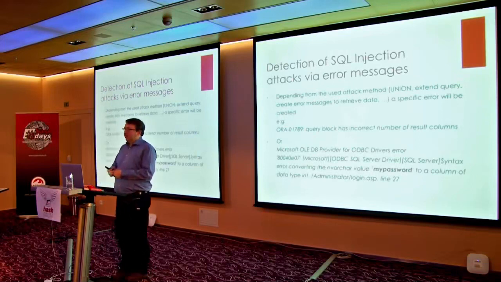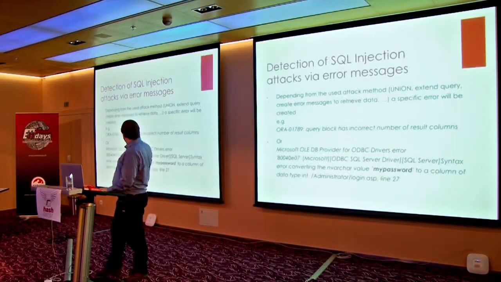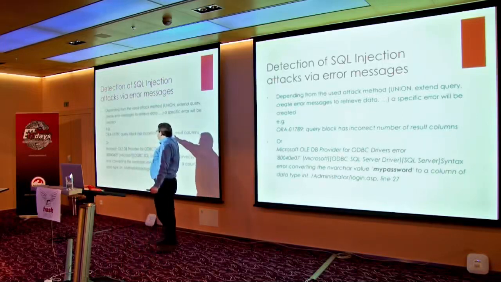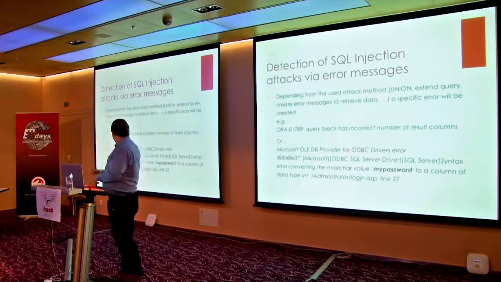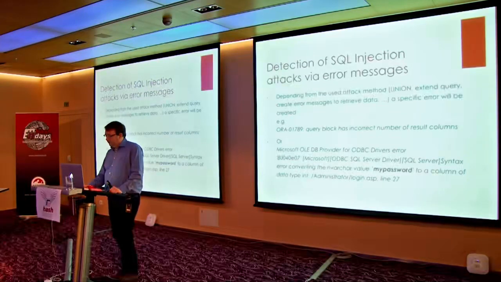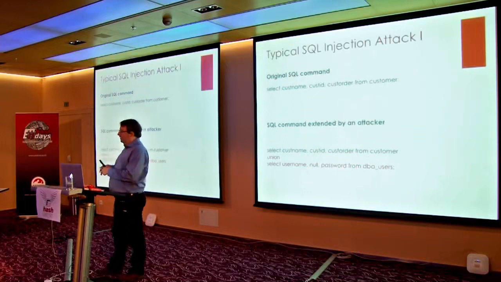How can we detect a SQL injection via error messages? That's simple, because the majority of the attacks start with an error. If you have a union, if you extend a query, if you use error messages to retrieve data, you are getting an error message. For example, query block has incorrect number of result columns. So in this case, you know someone is trying to play with the union statement. Or here, Oracle and Microsoft SQL Server error messages, where you put the vulnerable string or the sensitive data in the error message.